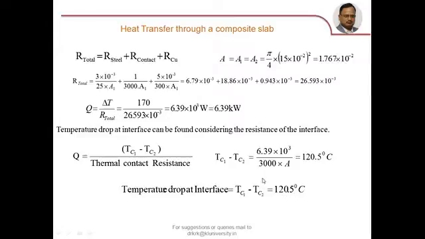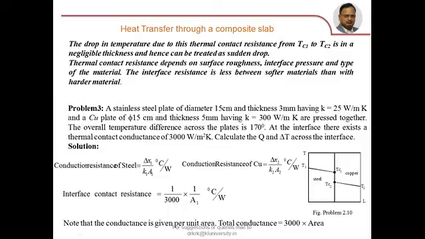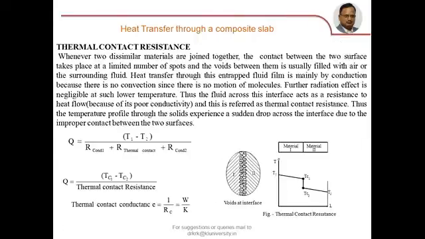What will be this value if we neglect the contact resistance? Suppose we neglect the thermal contact resistance, then the temperature drop will become 0. See, due to the contact resistance, maximum amount of temperature drops at that point, which is a disadvantageous thing. So that is about the thermal contact resistance when two dissimilar materials are joined together.